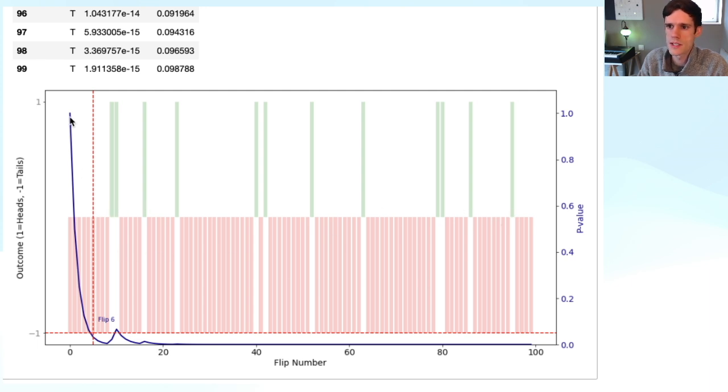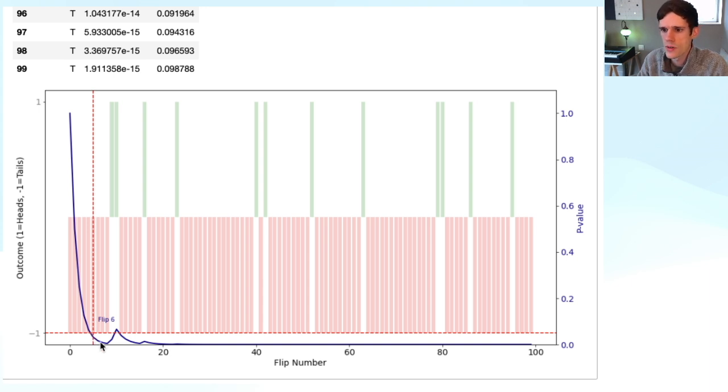Now correspondingly, we see that in these first few flips, because we get a lot of red bars in succession, our p-value drops significantly. And after 6 flips, it drops below 0.05. And thus, also after 6 flips, we can conclude that this is indeed a biased coin.